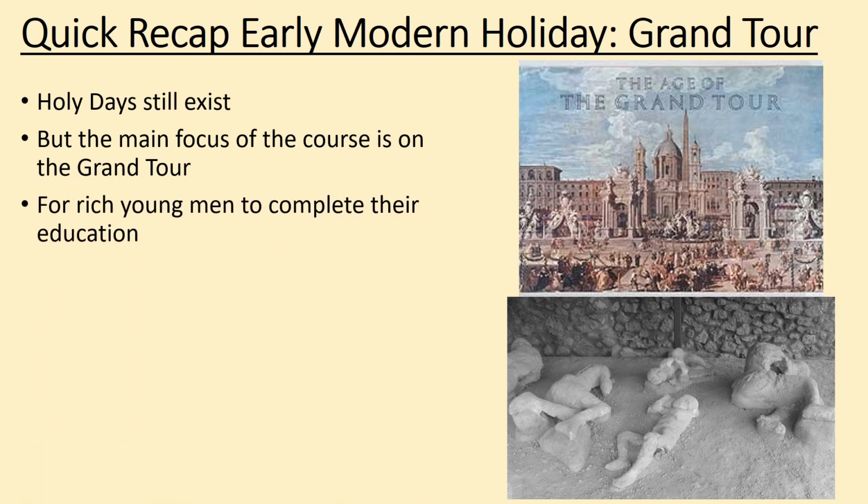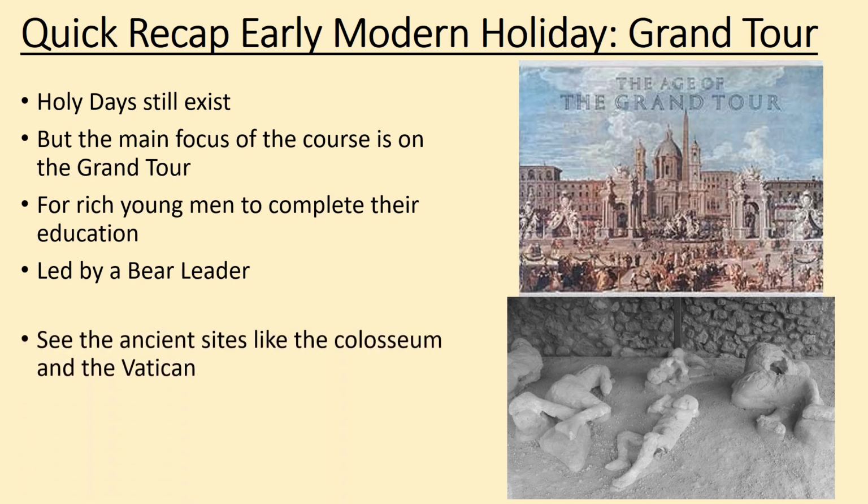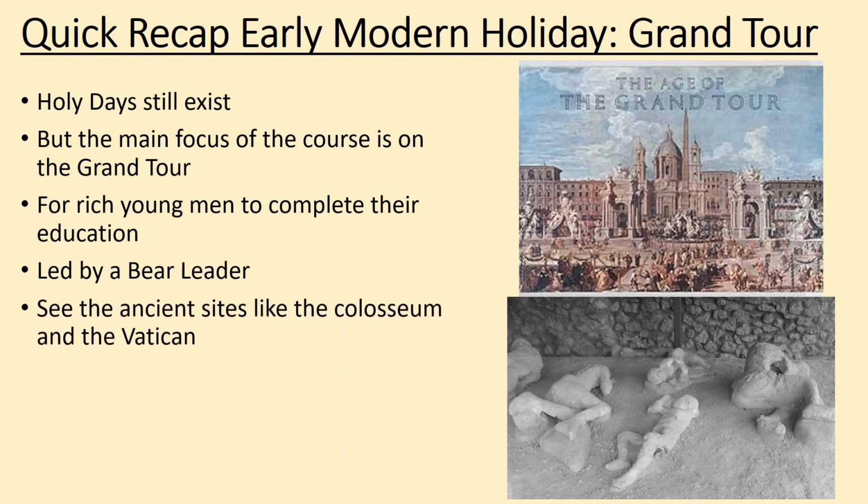It's for rich young men to complete their education. So at the time, the only things you could study at university was history, classical history, and philosophy. It's led by a bear leader. And they would go and see the ancient sites like the Colosseum and the Vatican. They've learnt about all this stuff at university, and now they get a chance to go and see it for themselves. And I've just put a picture at the bottom of Pompeii, which is those stone people.